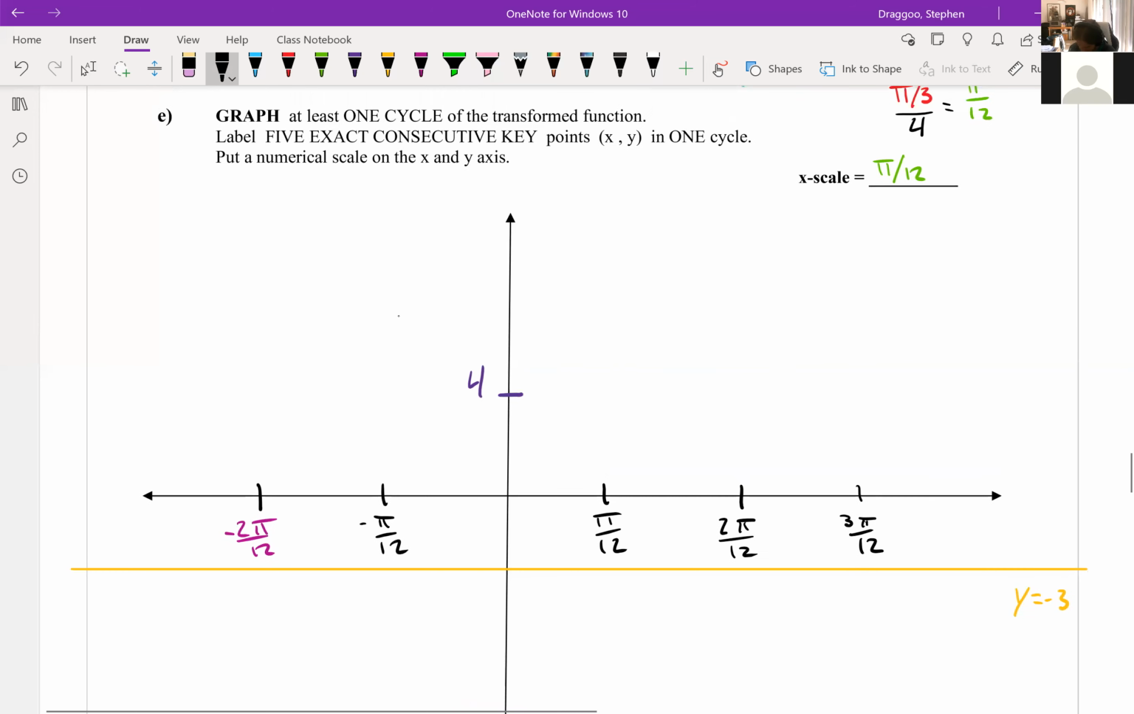Finally, one thing I'm using over here, negative pi over 6, which was our phase shift. That is equal to negative 2 pi over 12. So I want to start at the phase shift, which means starting at negative pi over 6, but I'm going to relabel it to be negative pi over 12.